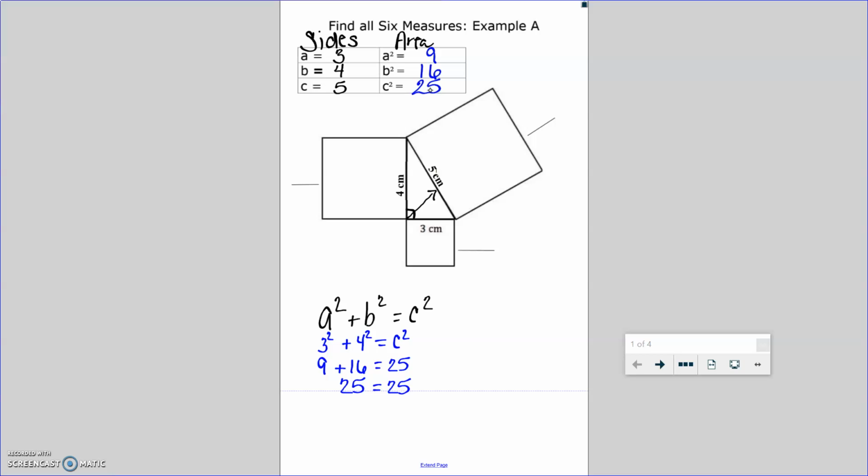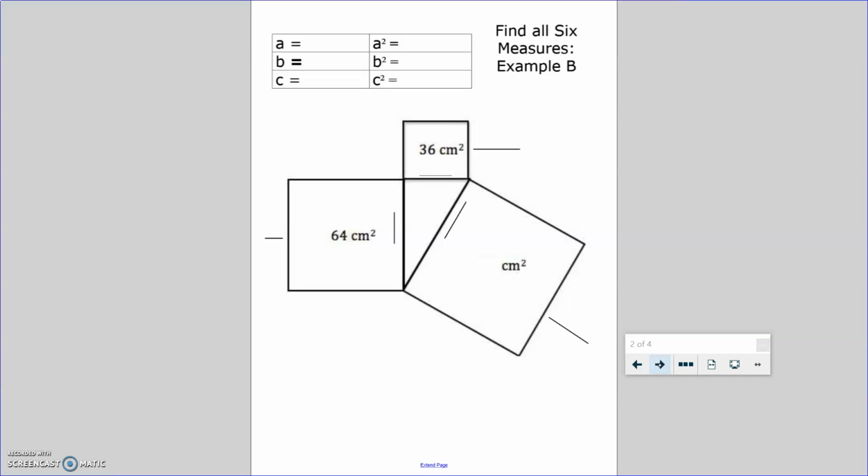So that means the area of this square of A is 9 centimeters squared. The area here is 16 centimeters squared. And the area here is 25 centimeters squared. Okay. Now let's take a look at example B.